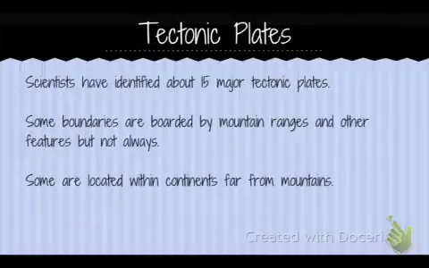So what are these tectonic plates the lithosphere is broken up into? Well, first of all, there are 15 of them that scientists have identified. Some boundaries are bordered by mountains and other features, but they're not always. So a mountain range does not always mean that a tectonic plate is there. There's not always a mountain range on every tectonic plate. Some are located within continents that are far away from mountains.